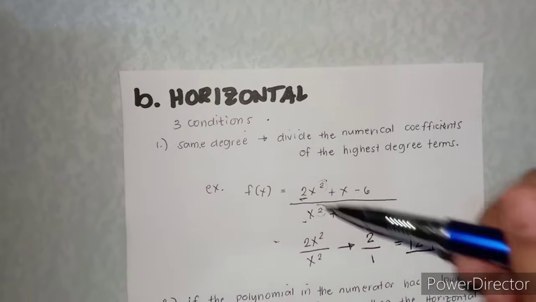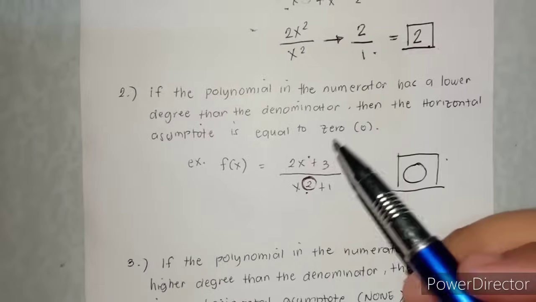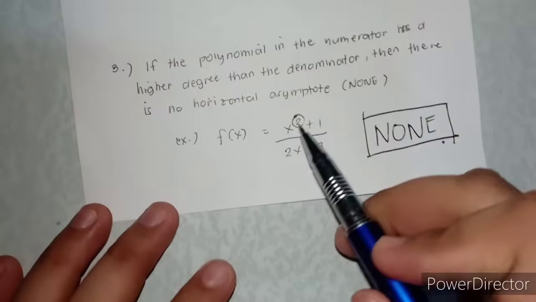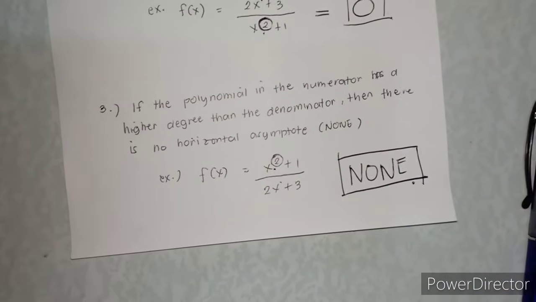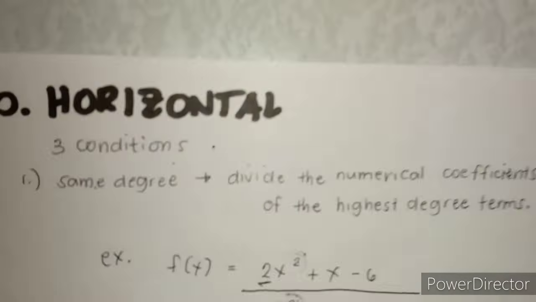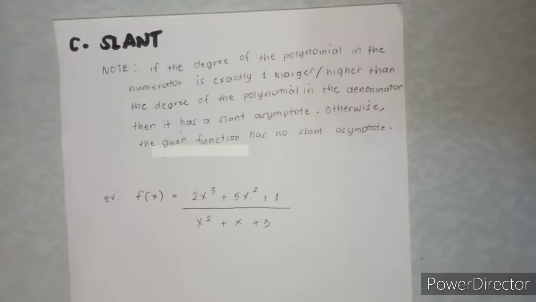Again, same degree. Pag magkaparehas, kunin lang yung numerical coefficient, divide. Kapag mas mababa yung numerator, 0. Kapag mas mataas yung exponent ng numerator, none. Okay? So that is all about horizontal asymptote. And let's move on to slant asymptote.